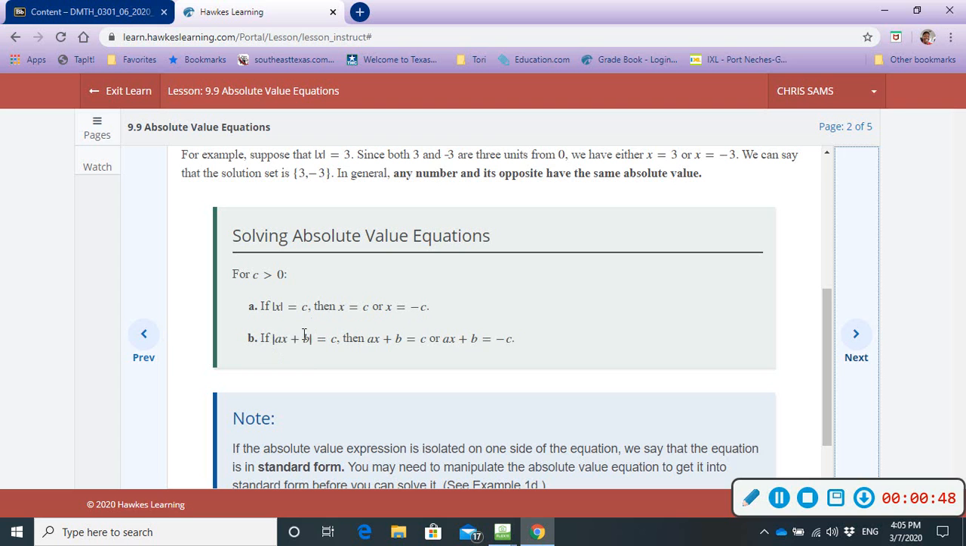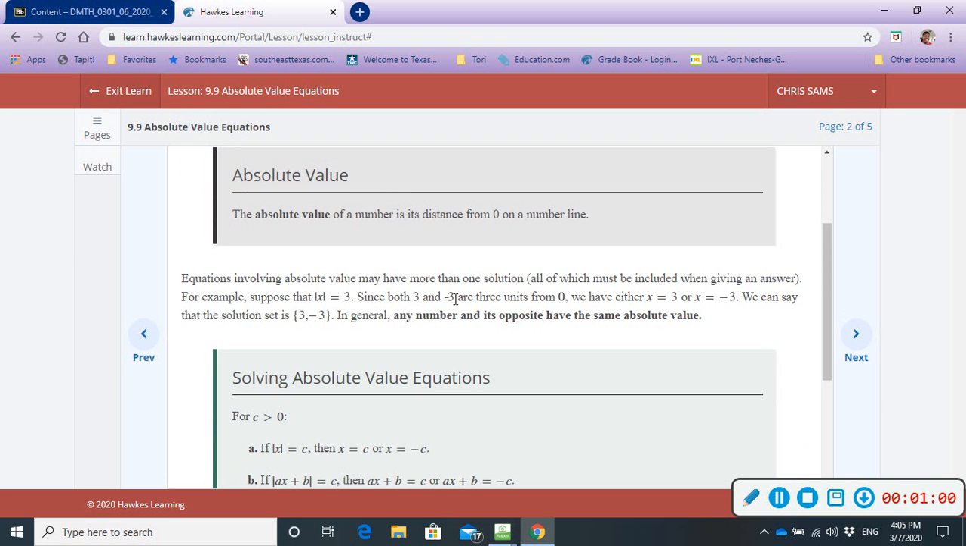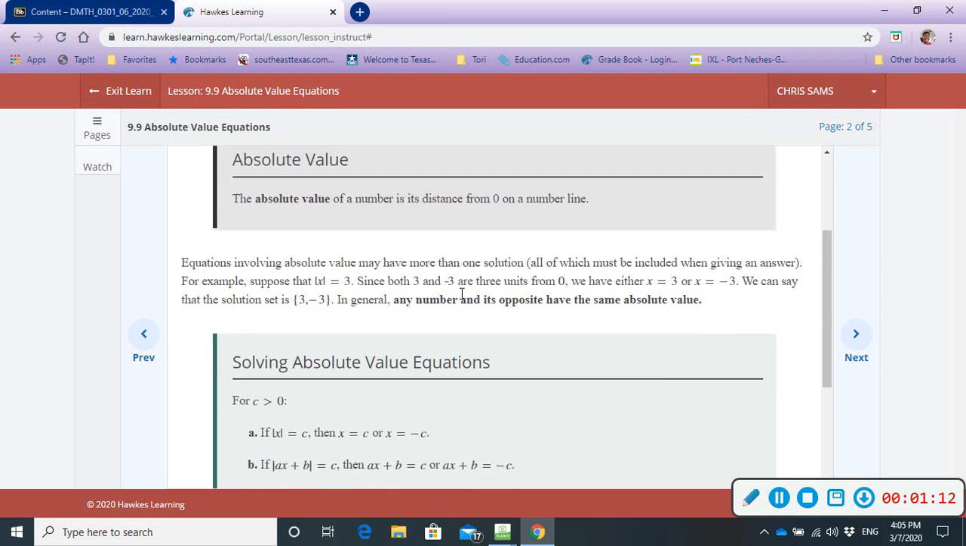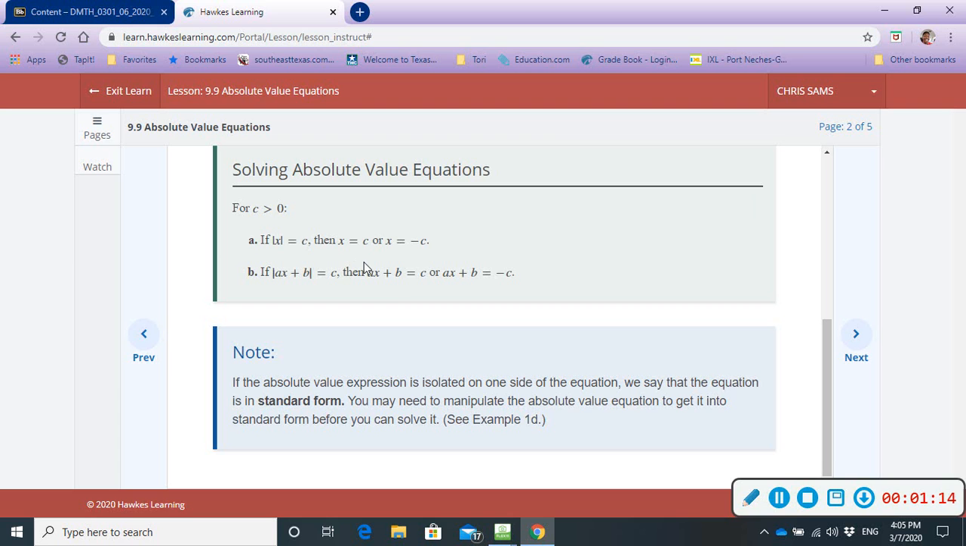Even if you have a whole expression in there, as long as it's set equal to a positive number, then when we solve it, we set it equal to the positive or the negative. That is because a number and its opposite both have the same distance from 0. Positive 3 is 3 away from 0, so is negative 3. So we only look at the positive. That's why we call it absolute. So that's what this is saying.